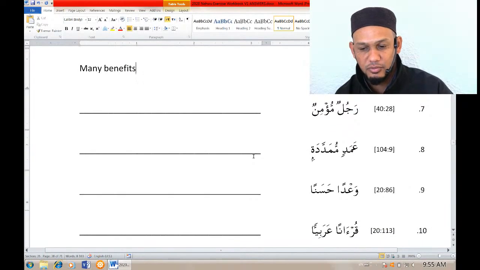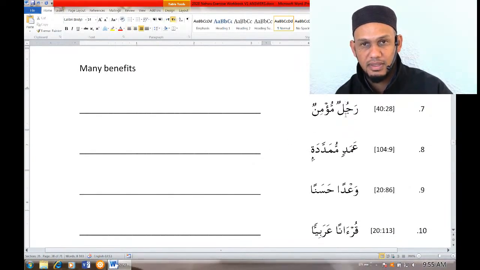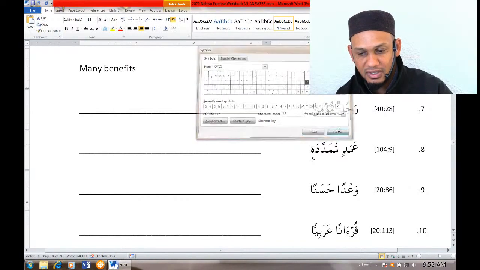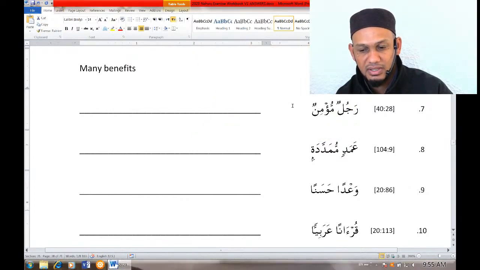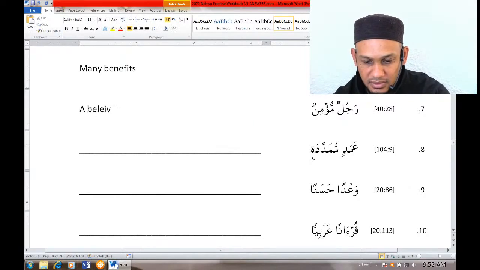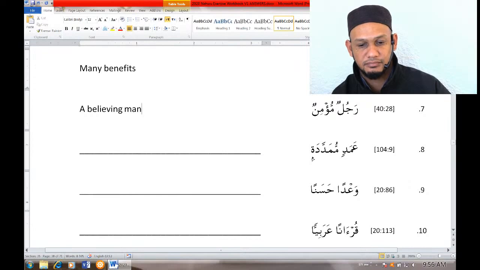Rajulun mu'minun. Rajulun means a man. Mu'minun means a believer or believing. So again, Rajulun is the Mawsuf and Mu'minun is the Sifa. Therefore I have a believing man.